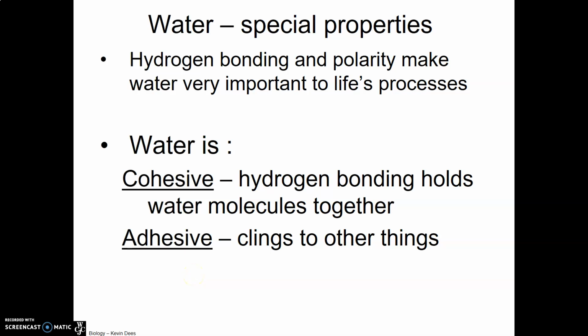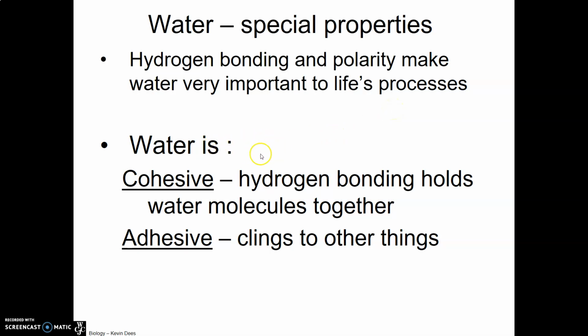Okay, in part two of our basic unit on chemistry, we're going to be looking at water and its special properties. It's no secret that water is absolutely essential to life on Earth. And what makes water so important to all forms of life has to do with its polar nature. So recall that the polarity of water molecules comes from the partially negative oxygen atoms and the partially positive hydrogen atoms. This polar nature of water and the hydrogen bonding that occurs between adjacent water molecules gives water some very unique properties that are really important to life's processes.